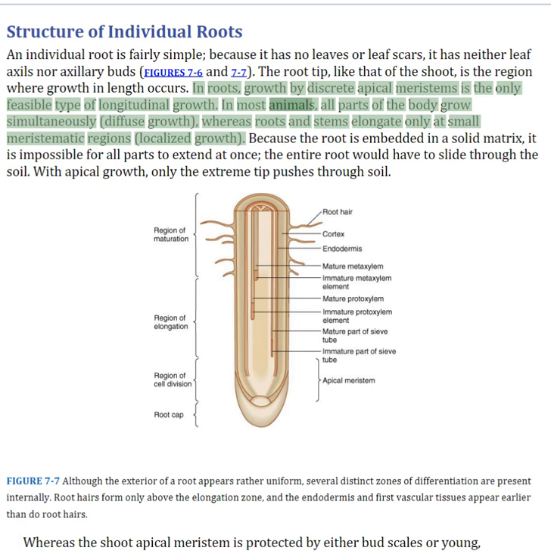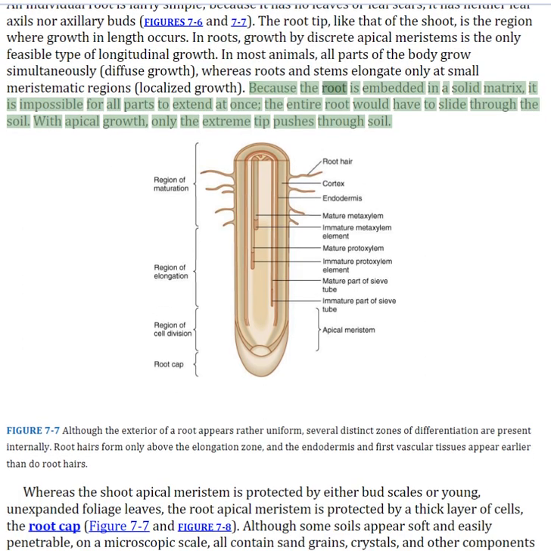In most animals, all parts of the body grow simultaneously, whereas roots and stems elongate only at small meristematic regions. Because the root is embedded in a solid matrix, it is impossible for all parts to extend at once. The entire root would have to slide through the soil. With apical growth, only the extreme tip pushes through soil.